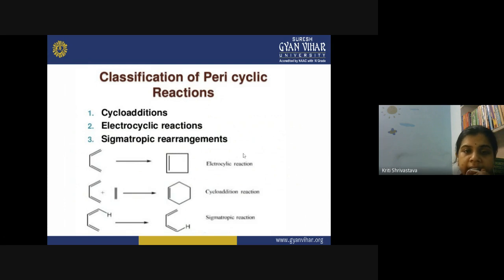The second category is the electrocyclic reaction, where cyclization of a conjugated system takes place. Not only butadiene, it can be 1,3,5-octatriene, and in that case the product formed will be different. So one conjugated system cyclizes itself by redistribution of electrons, and we call it an electrocyclic reaction. One pi and one sigma bond is formed.